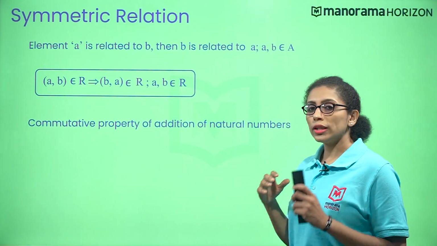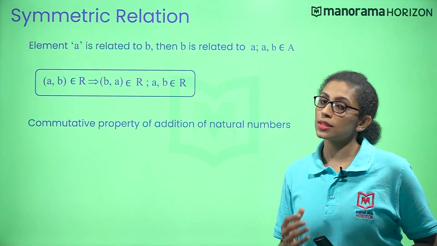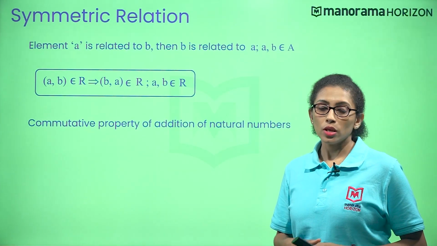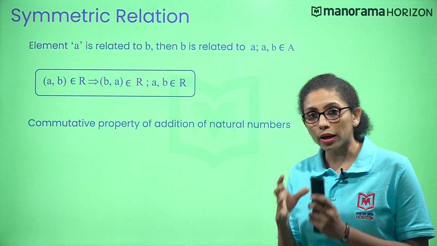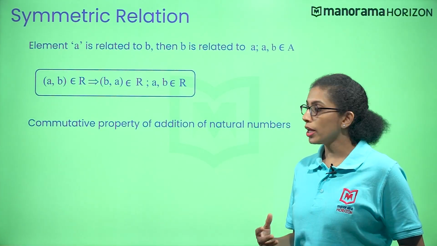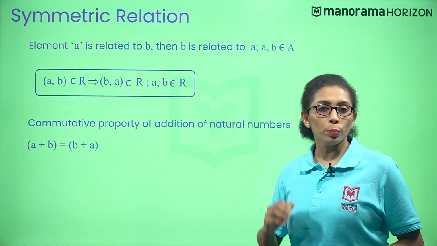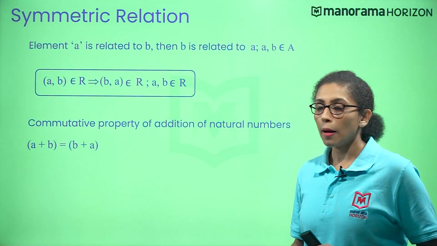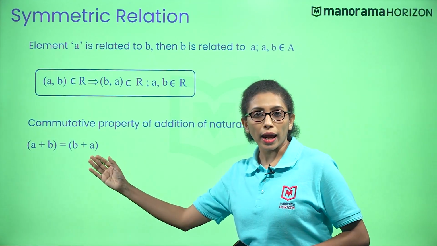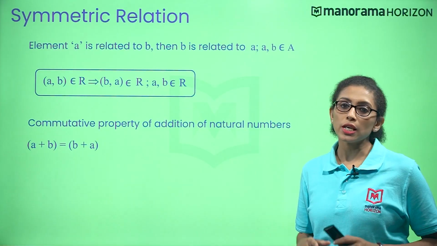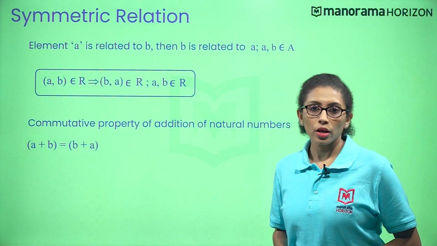We all know the addition of natural numbers is a commutative property. So, if a is related to b, we have a plus b is equal to b plus a. Therefore, b is related to a and the given relation is symmetric.